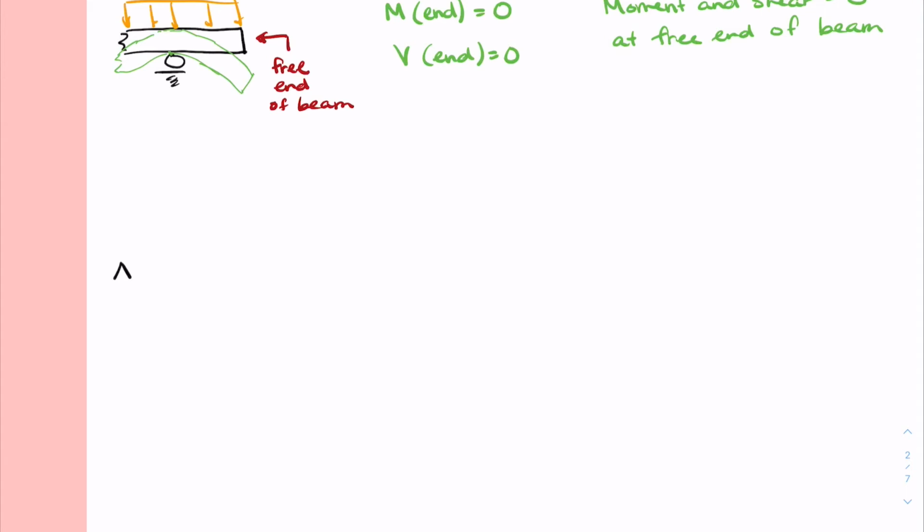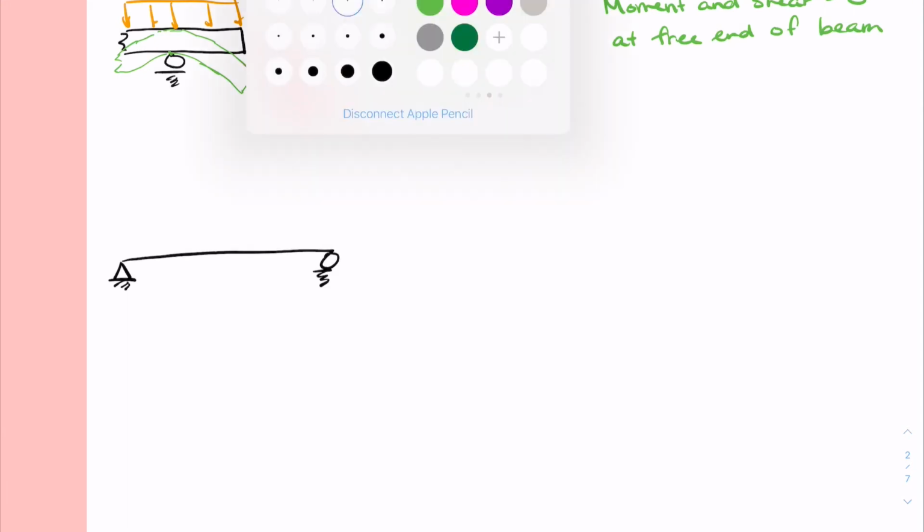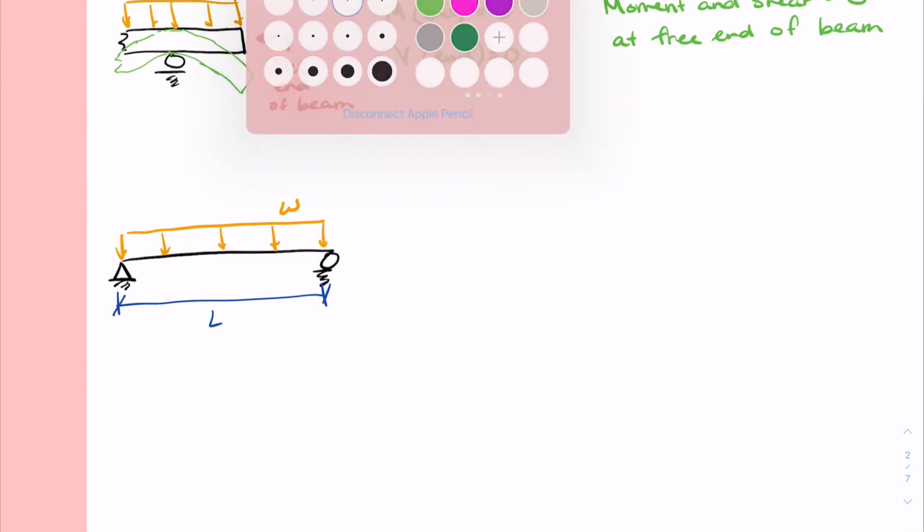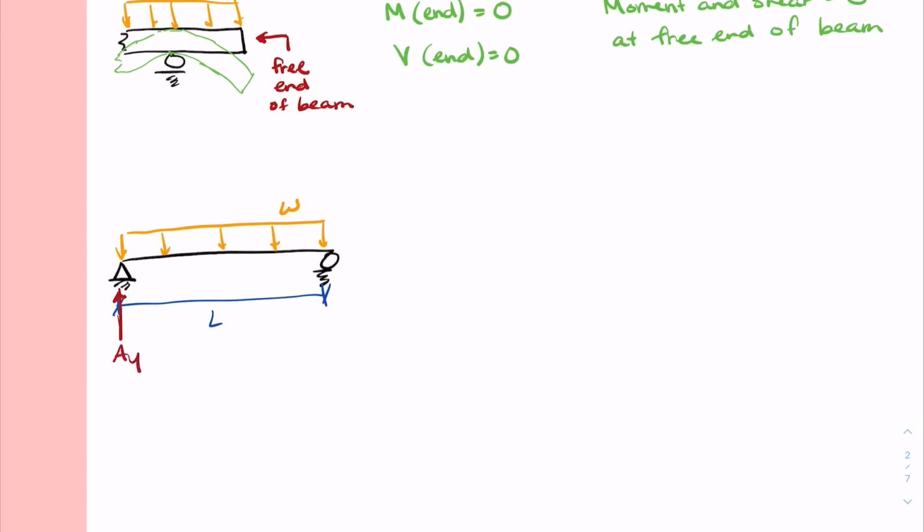Finally, let's synthesize this into a mini example. I'm going to take the case of a simply supported beam. Simply supported just means a pin at one side, a roller at the other. And I'll take a uniform distributed load on this segment. We'll say that the beam has a length of L. It will have two reactions, AY and BY.